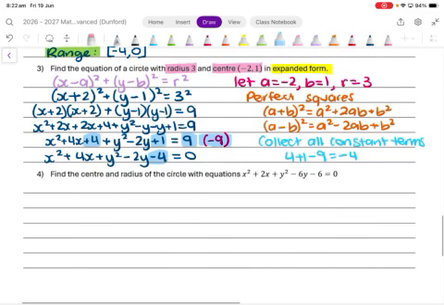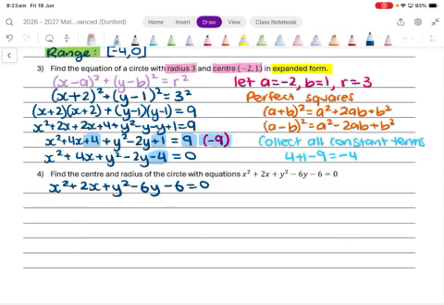Our last question here is to find the centre and radius of the circle with our equation x squared plus 2x plus y squared minus 6y minus 6 equals 0. Okay, so this is an expanded form. We're going back into the form of the equation. We're going to write out what we've been given to start off with: x squared plus 2x plus y squared minus 6y minus 6 equals 0.